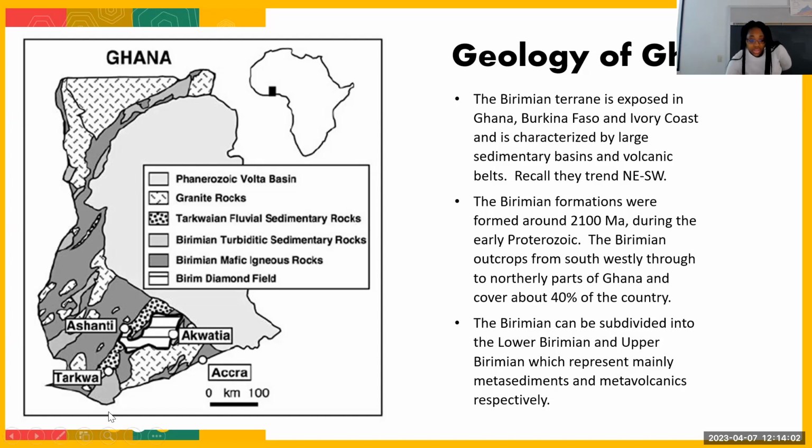So on this map, the layers are arranged from youngest to oldest. So first we have the Birim Diamond Field, getting into that later. The Birimian mafic igneous rocks, so those are these very dark patches. The Birimian turbidic sedimentary rocks, so some of them overlay the Birimian mafic rocks. Tarkwaian fluvial sedimentary rocks, we have 2 belts of those. Granite rocks, which overlay the majority of the mafic rocks. And finally, the Phanerozoic Volta Basin. So this is the basin of one of the main water systems of the country, and it eclipses most of the other layers.